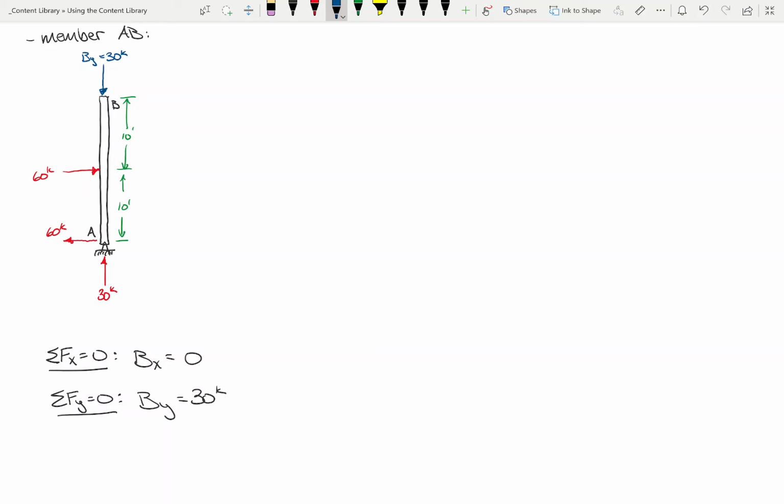And then what about moments? What's going on with moments? Well, let's see. If I sum moments at the cut, do I need to consider the 30 kip load? No, because it vertically goes directly through B. What about this 60 kip load? 60 times 20. Then I'm going to have 60 times 10 going the other way, right? So this will be 60 times 20.